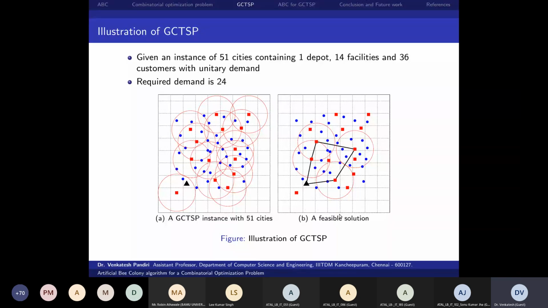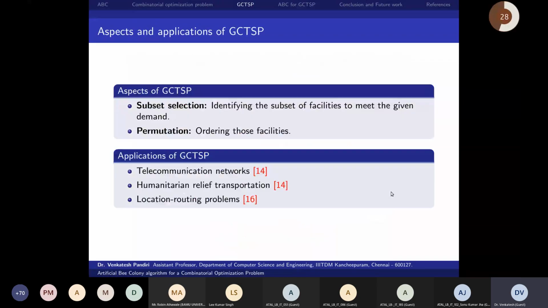So for this problem, we will see how the artificial bee colony algorithm can be used. As I told you already, there are two aspects over here. One is subset selection, identifying the subset of facilities to meet the given demand, and permutation, which means we need to order those facilities, in which order we need to visit them. Multiple applications are there in telecommunication networks, humanitarian relief transportation, and it can occur in many location routing problems also.